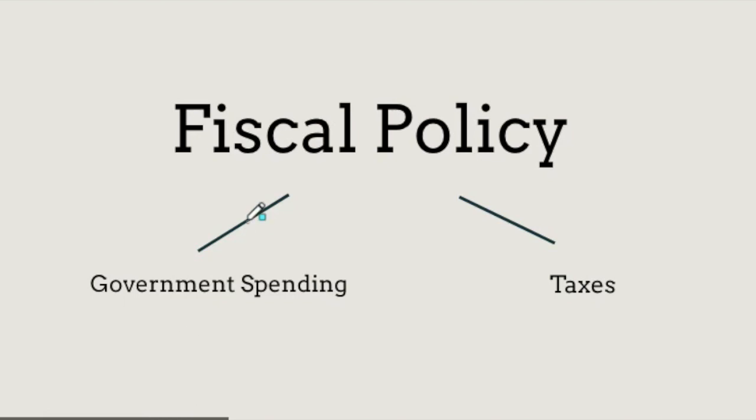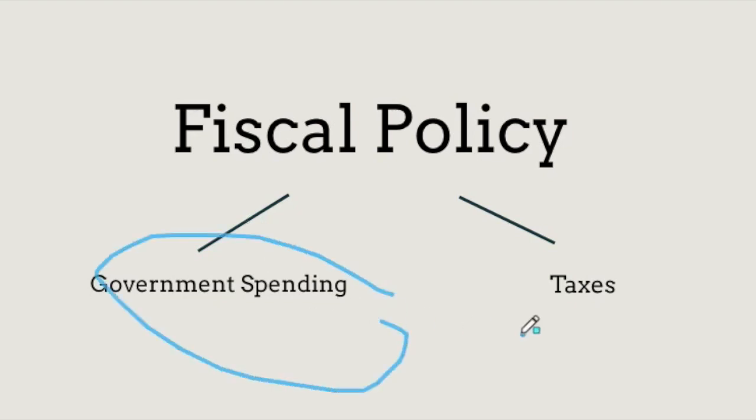Alright, fiscal policy has a similar purpose to monetary policy. It's used to influence the nation's economy, and it uses government spending and taxes to do so. The main difference between fiscal policy and monetary policy that you absolutely have to remember is that fiscal policy is implemented by the government, whereas monetary policy is going to be implemented by the central bank.